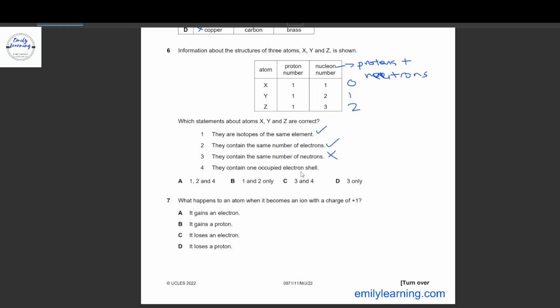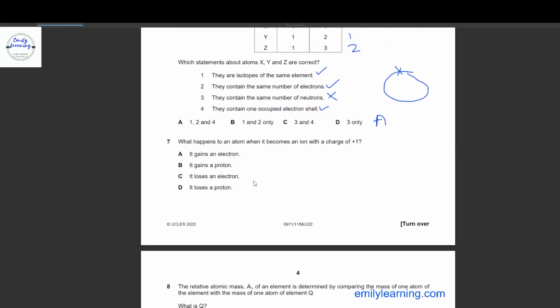4, they contain 1 occupied electron shell. Because there is only 1 electron, the electron will be inside the first shell, which can fill up to 2 electrons. So yes, they all contain 1 occupied electron shell. So the answer is 1, 2, and 4. So the answer for 6 is A.